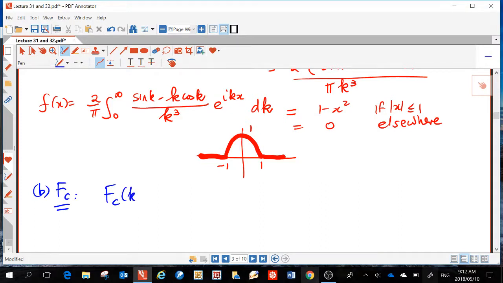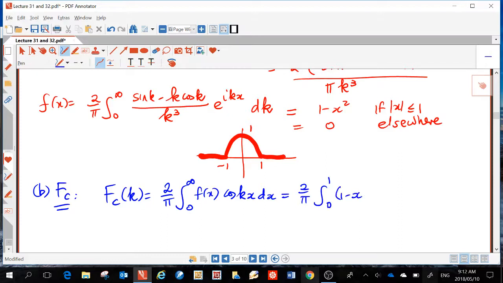Fourier cosine is defined to be 2 over pi, integral naught to infinity, f of x cos kx dx. That's 2 over pi, integral naught to 1, 1 minus x squared, cos kx dx. Answer here is same kind of thing, but with a 4 in it. 4 sine k minus k cos k over pi k cubed.